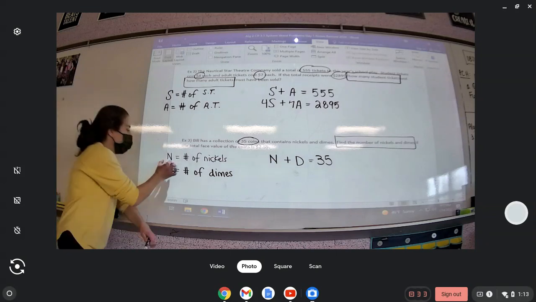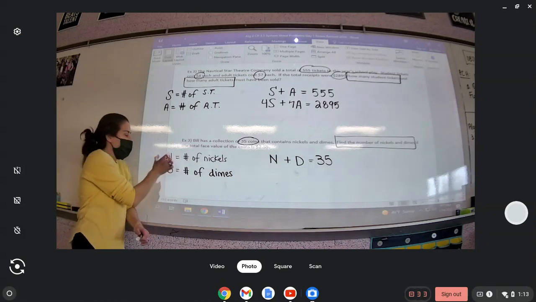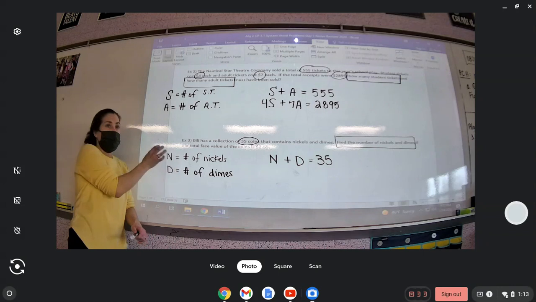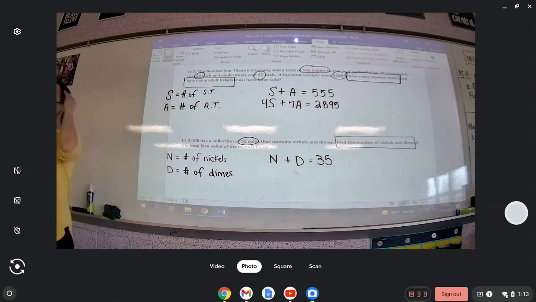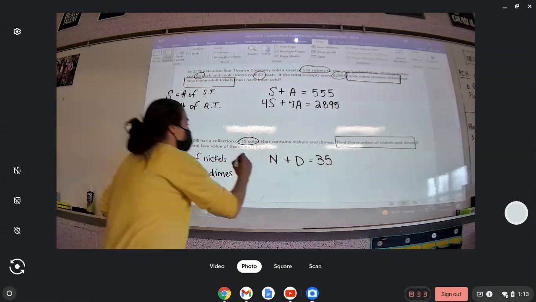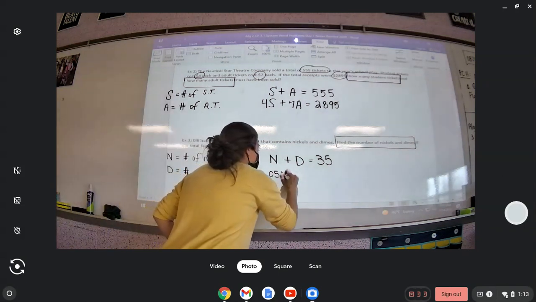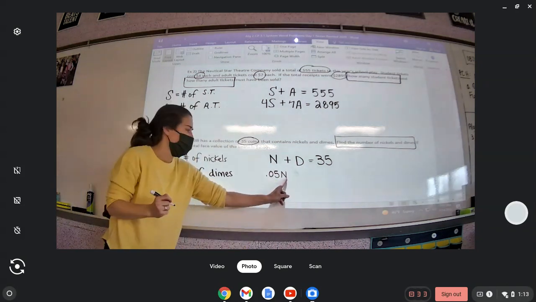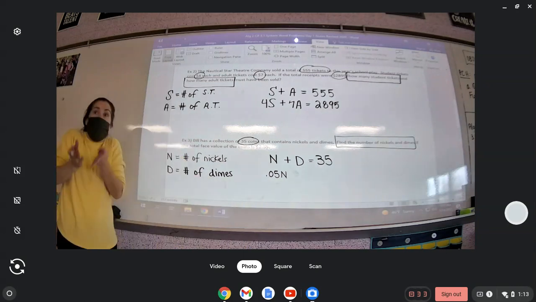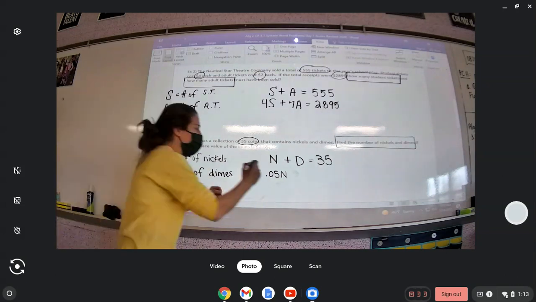All right, so guys, if he's got this many nickels, and every single one of those nickels is worth 5 cents, what's 5 cents per N going to look like mathematically? 5N, except I have to use cents. So what's 5 cents? What's that decimal? 0.05. So that's going to be 0.05 per N. That is 5 cents for each nickel, right? That's how much money he'll have in nickels.